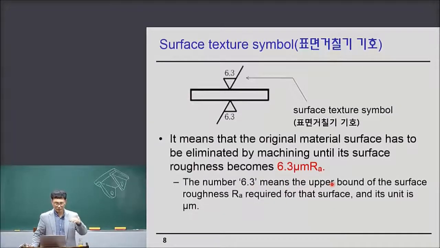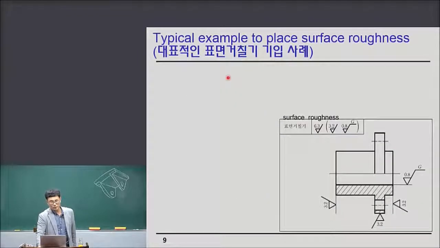Okay, so if you measure the surface roughness within length L, everywhere within the length L, every part of L of the upper plane, using the tester, then all the values you get should be less than 6.3. So 6.3 is the upper bound, right? So that is the definition of surface roughness.